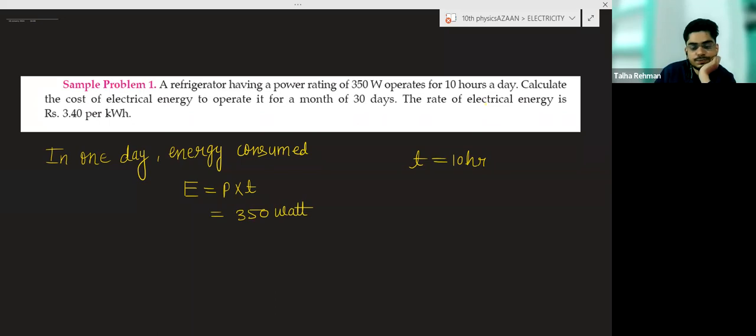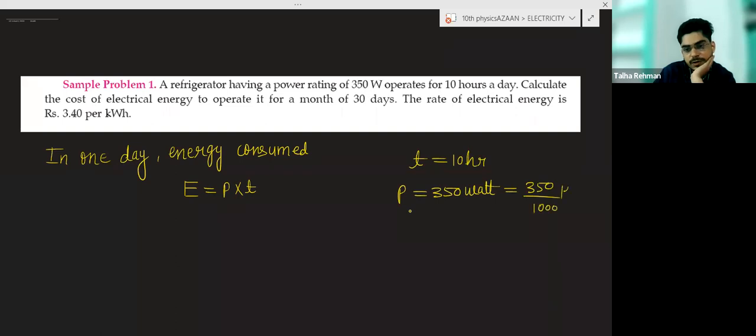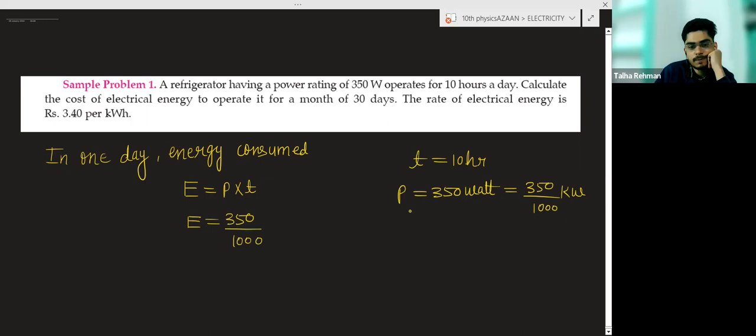Actually, what you should do now is convert the power. Power is given as 350 watt. Convert this power into kilowatt, so divide it by 1000. Now directly you will get the energy in kilowatt hour. So it will be power into time, 350 divided by 1000 multiplied by 10.